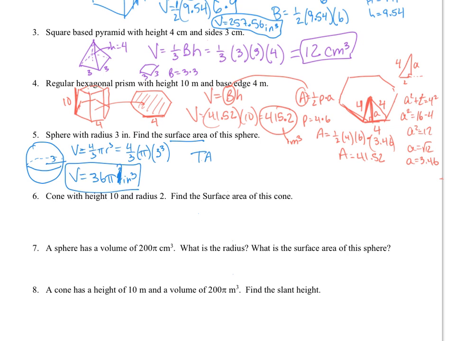The total area, which is the surface area, is 4 pi r squared. That's 4 pi times 3 squared. That's also going to end up being 36 pi square inches. So that one ends up being 36 pi square inches. The volume ends up being 36 pi cubic inches.